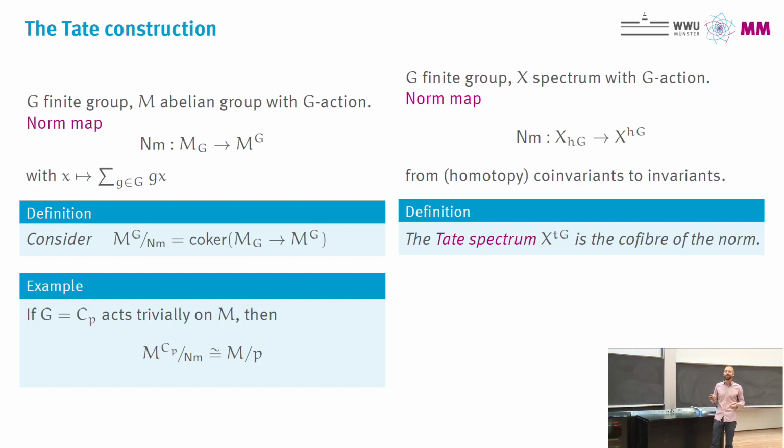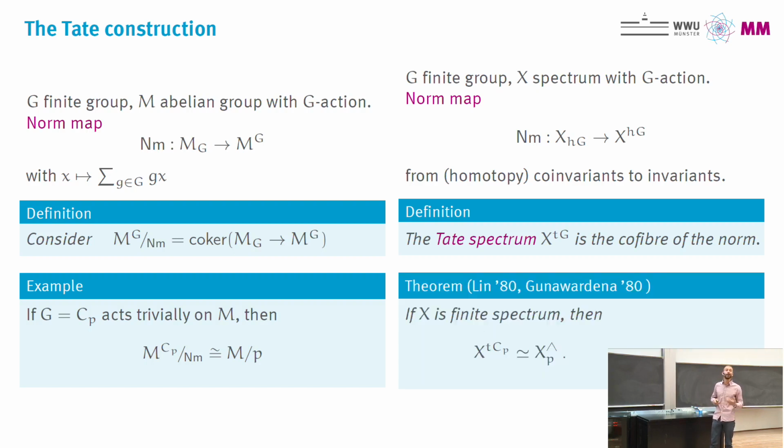And there's this amazing result that if you now do that, so if you take this and consider the Tate construction to be the higher analog of the mod p reduction, then this huge miracle happens, the theorem of Lin and Gunawardena, that if X actually happens to be a finite spectrum, by finite spectrum I mean built out of finitely many copies of the sphere, like a finite cell complex in spectra, then this Tate construction is just the p-completion. And I know it's hard to appreciate that if you haven't seen that before, but this is a real miracle that somehow the mod p reduction in ordinary land corresponds to the p-completion in higher land.